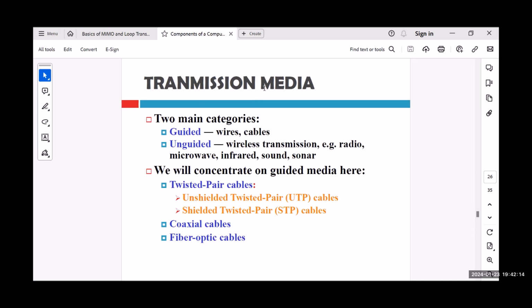Okay, now coming to a different subtopic, that is transmission media. For the transmission media, we have two main categories. One is the guided, which includes the wires and the cables. And then we have unguided, which includes the wireless transmission, for example, radio, microwave, infrared, sound, sonar. We will concentrate on guided media. The guided media include the unshielded twisted pair cable, the shielded twisted pair cables, coaxial cables, and fiber optic cables.